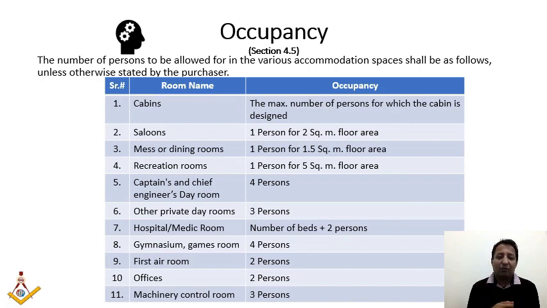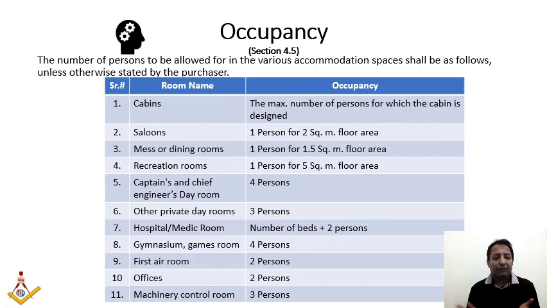So you can easily find out the number of people. Suppose there's a bunk bed, of course you can say two people for the cabin. For saloons, one person per 2 square meter of floor area. For mess or dining room, one person for 1.5 square meter of area. Then for recreation room, one person for 5 square meter of area.